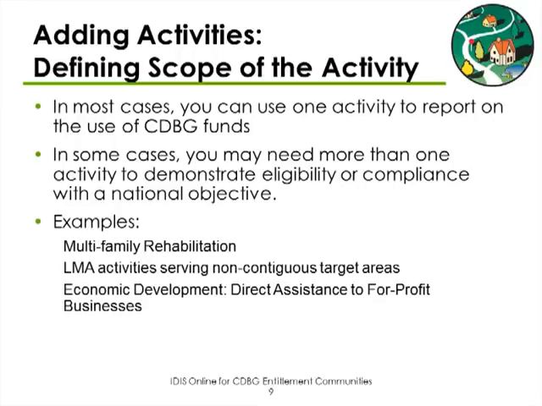In cases where the grantee provides direct financial assistance to a for-profit business in order to meet the Low Mod Job, or LMJ, national objective, the grantee must demonstrate that 51% of the jobs created by each business were given to or made available to low and moderate income persons. To report this in IDIS, the grantee would need to set up a separate IDIS activity for each business assisted.